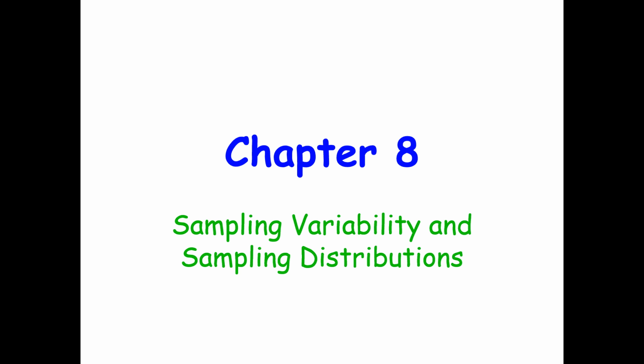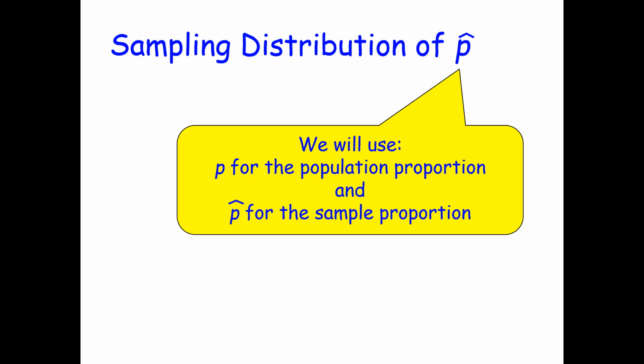In this video, we're going to be talking about sampling variability and sampling distributions, specifically sampling distributions of a sample proportion. Sampling distribution of p hat. So we're going to use p for the population parameter and p hat for the sample proportion.